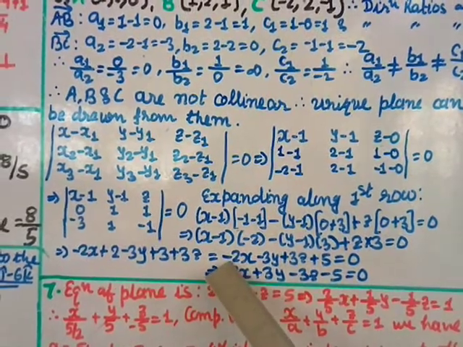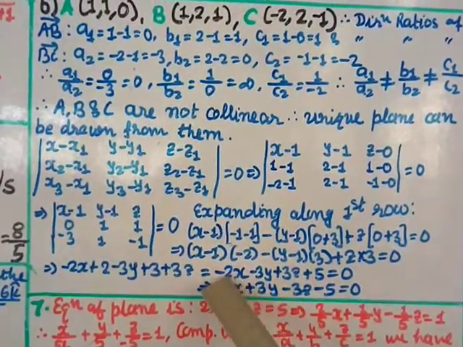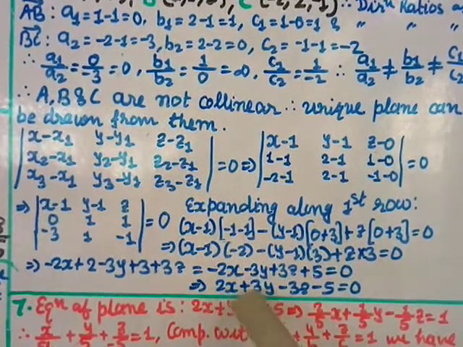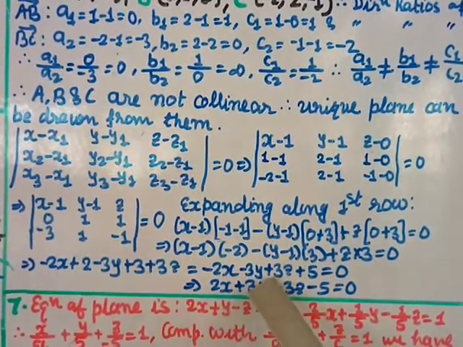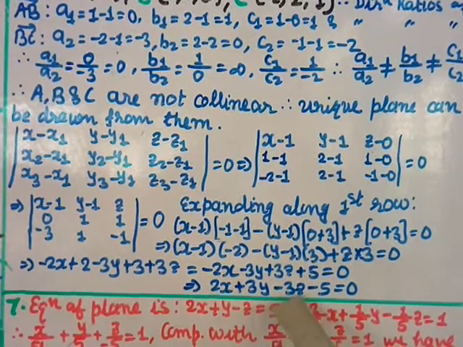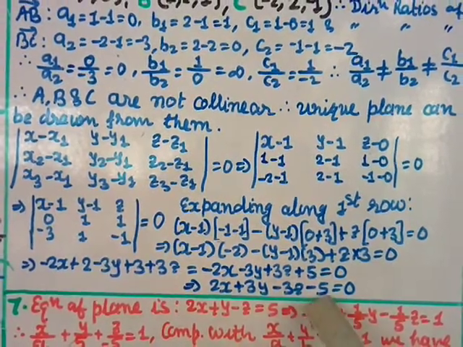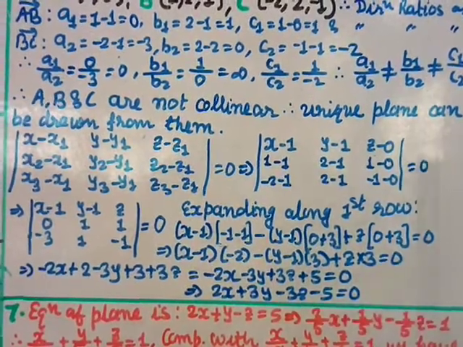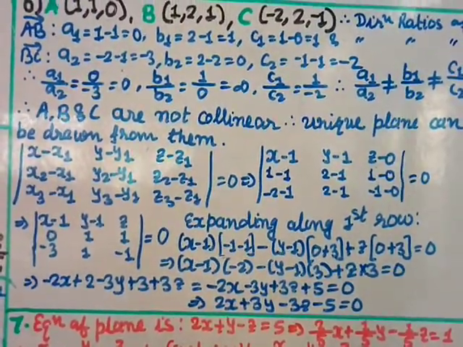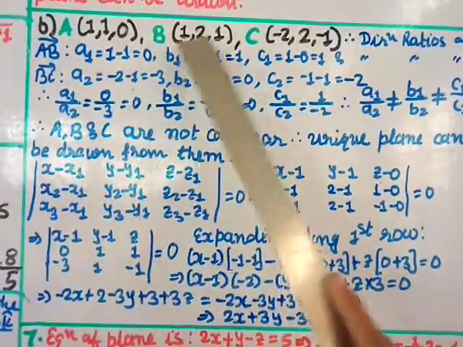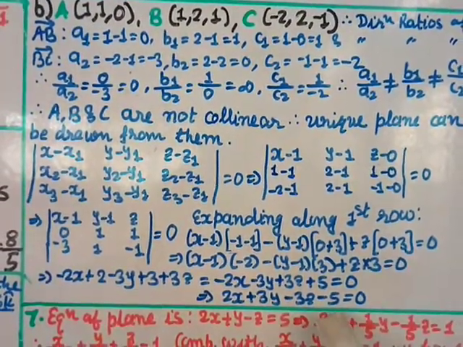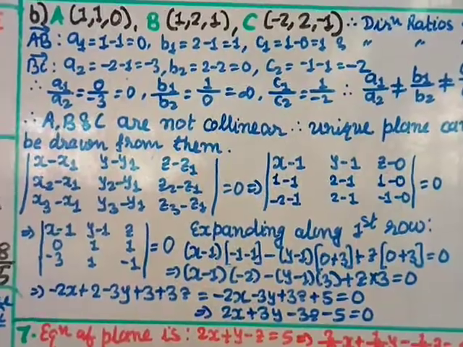Now this should be positive, so I will multiply everywhere by negative, so all the signs will be changed. So this is 2x, plus 3y, minus 3z, and plus 5 becomes minus 5. If you transfer this minus 5 over here, it will become plus, okay. So the required equation of the plane passing through the given 3 points A, B, C is given as 2x plus 3y minus 3z equal to 5, or minus 5 equal to 0.